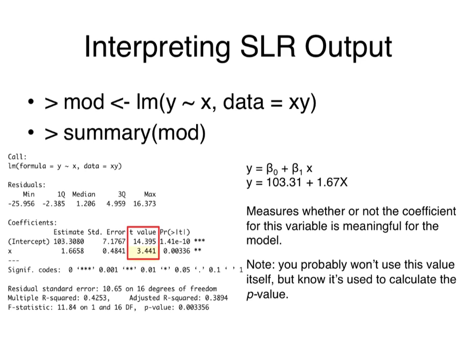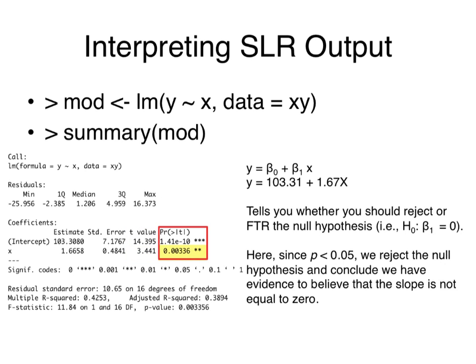The t-values shown to the right of the standard error measure whether or not the coefficient for the x variable is meaningful for the model. This usually isn't interpreted by itself, and you probably won't use this value, but it's used to calculate the p-value associated with your slope. The p-value tells you whether you should reject or fail to reject the null hypothesis that the slope equals 0. Here we can see that the p-value associated with the slope is 0.003. Since it's less than our significance level of 0.05, we reject the null hypothesis that the slope equals 0 and conclude that we have evidence to believe that the slope is not equal to 0.